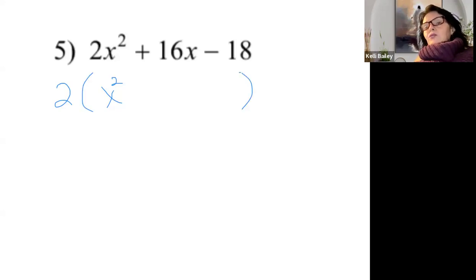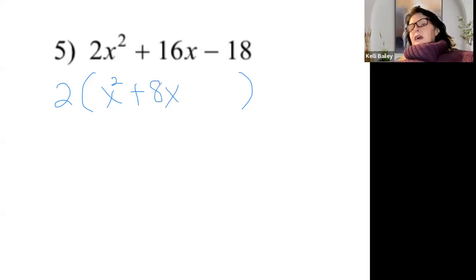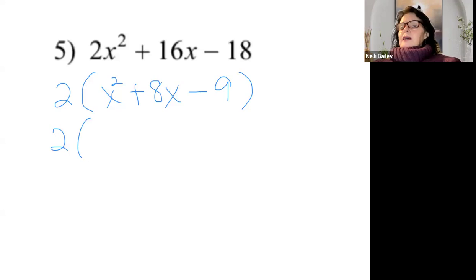And I get x squared. And then 16 divided by 2 is 8. And there's an x still there. Minus 18 divided by 2 is 9. Now it's just like the others. I've got my puzzle tray. I still have to have that 2 hanging on though. X here, x here. I'm going to factor 9.